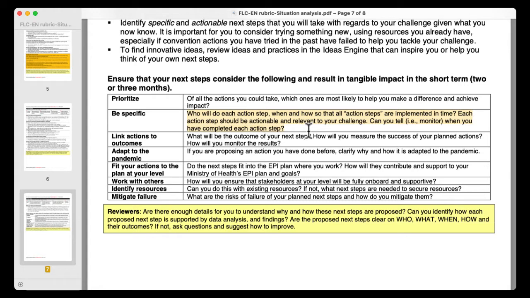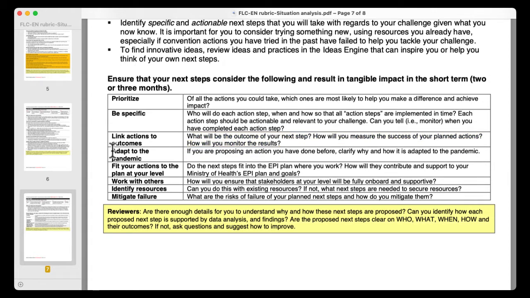Can you tell? That's monitoring or evaluating when you have completed each action step. How are actions linked to outcomes? What will be the outcome of your next step? How will you measure the success of your planned actions? How are you going to monitor the results?